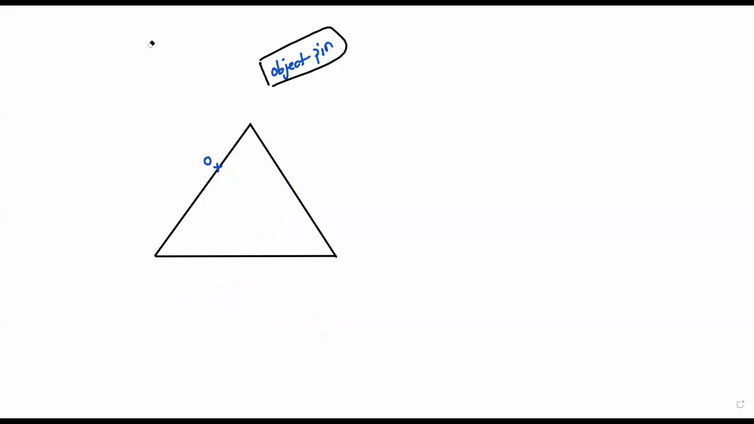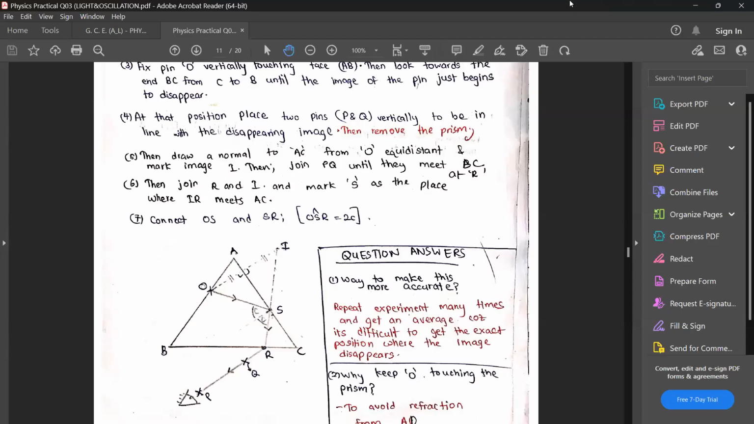Let's say we moved the eye from here to here, and let's say this is ABC. We moved our eye from here to here, and at this point, we found that it did not show total internal reflection. So this is the point. At the point where the image of the object pin almost tries to disappear, I have written that: it almost tries to disappear.